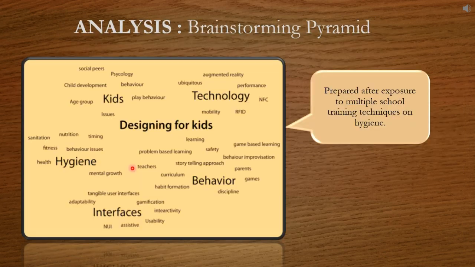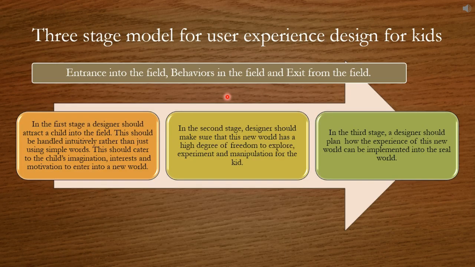So this is the brainstorming pyramid that's developed after analyzing multiple training techniques on hygiene at multiple schools. So this pyramid can be seen covering the major areas like behavior, interfaces, hygiene, kids, technology. So this will form the base source for designing the interfaces for kids.